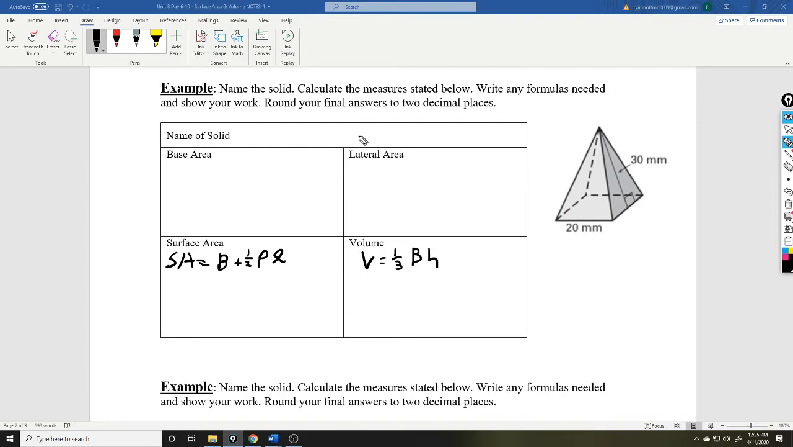Name of the solid? This is still a pyramid. And its base is, let's see, a square. So that is a square pyramid. So area of the base, well, area of a square is just its side squared, or length times width, but the length and width are the same. So our side length is 20, square it. That's 400. Nice and easy.